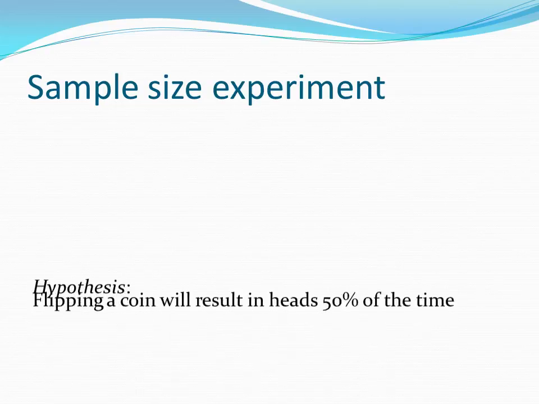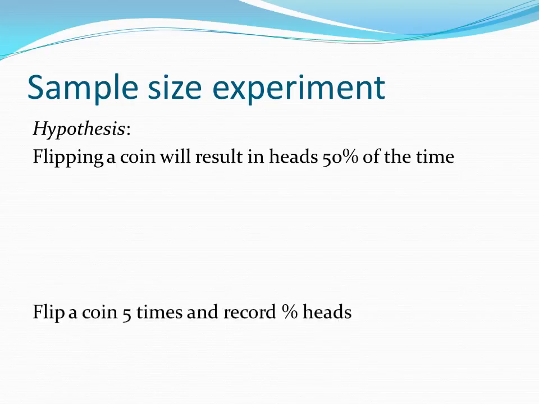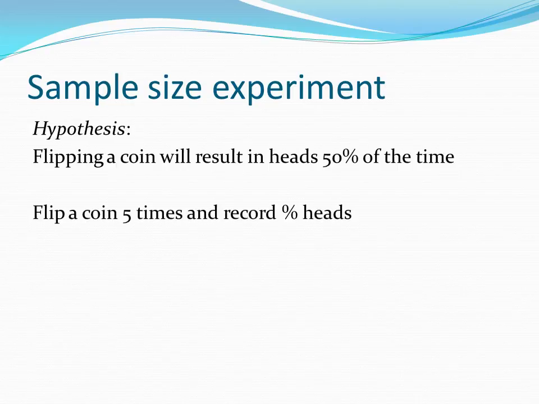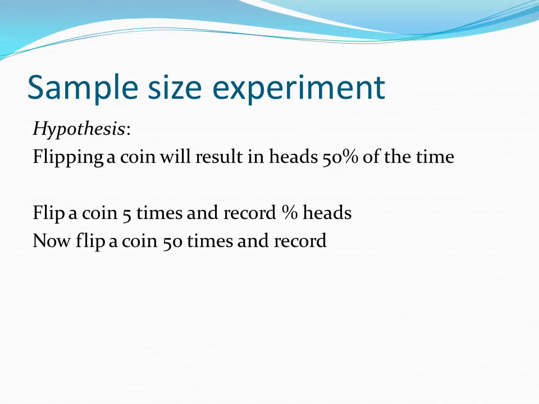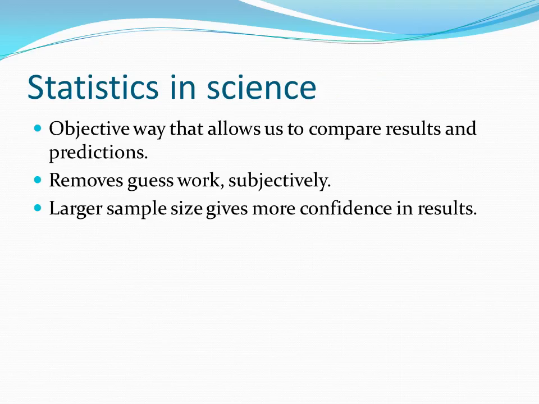One of the important things to think about when we look at sample size is what you would consider to be the right number for an experiment to be valid. So if I flipped a coin and wanted to determine whether I got heads 50% of the time, if I only flipped that coin 5 times and recorded the percentage of heads, this might not be as effective or as well supported as doing this 50 times. So increasing the sample size really gives you a better way to either accept or reject your hypothesis.